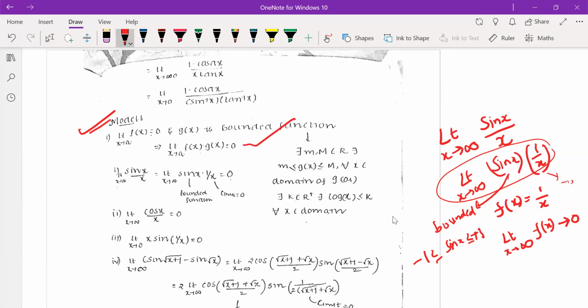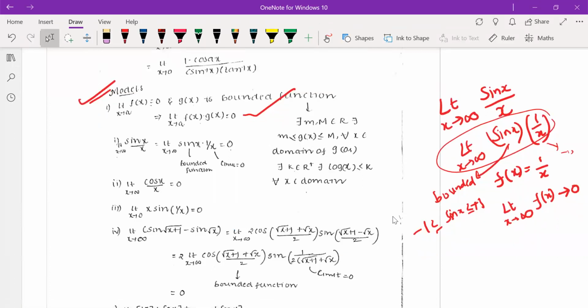Next, the same with cos x by x. 1 by x is f of x. That f of x tends to 0 when x tends to infinity, and cos x is a bounded function. So the answer will be 0.